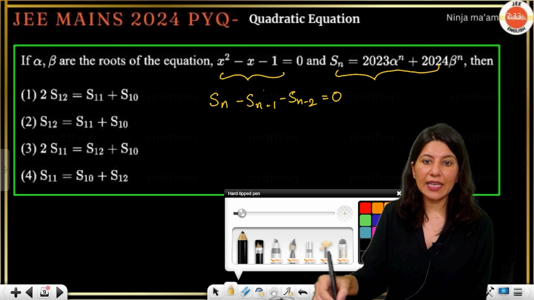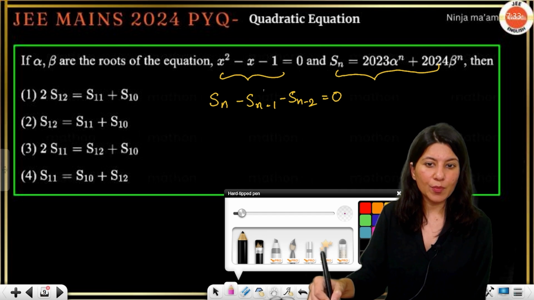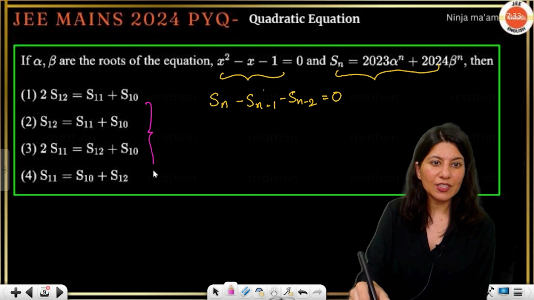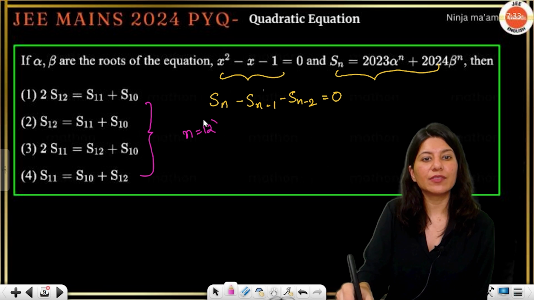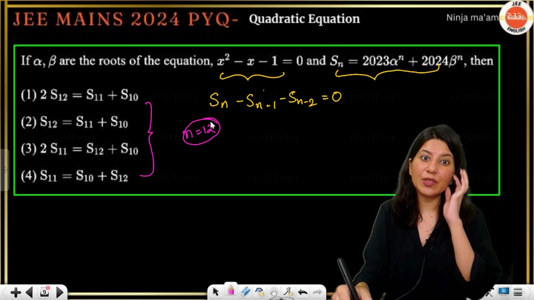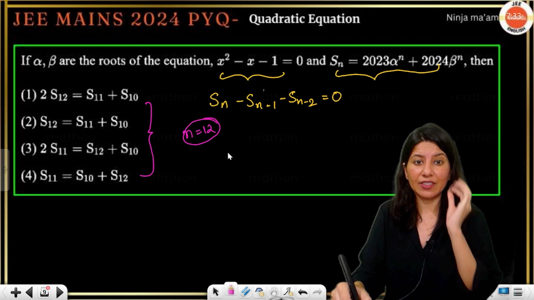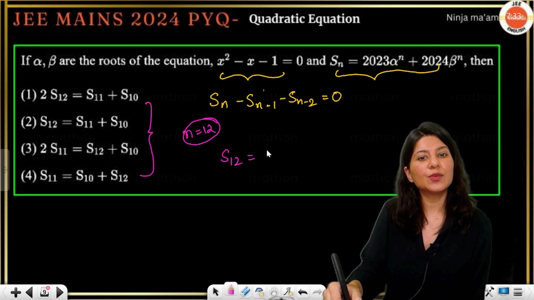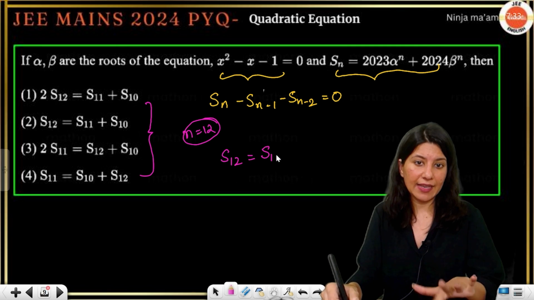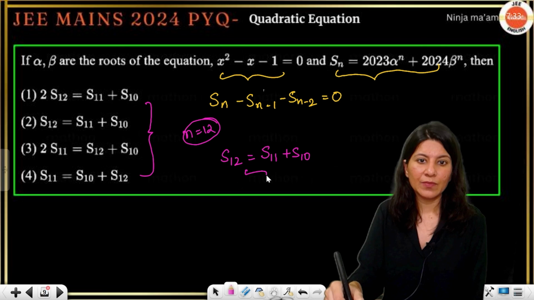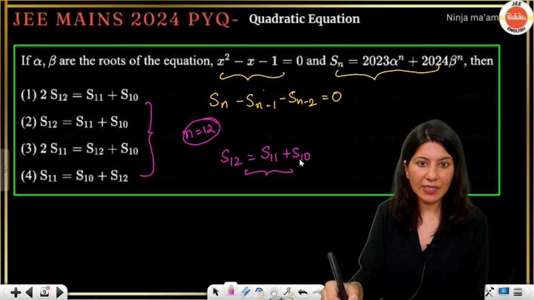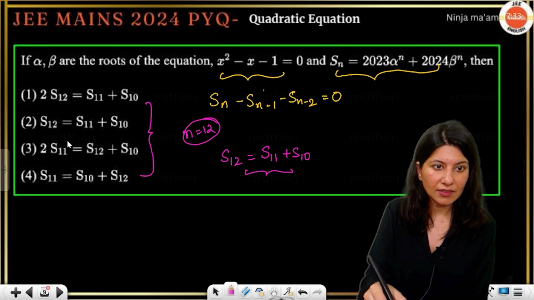Now, can you just look at the options over here. The option suggests that n should be equal to 12. Then we will get a relation between S12, S10, S11. S12 will be equal to S11 plus S10, same thing. So S12 will be S11 plus S10.